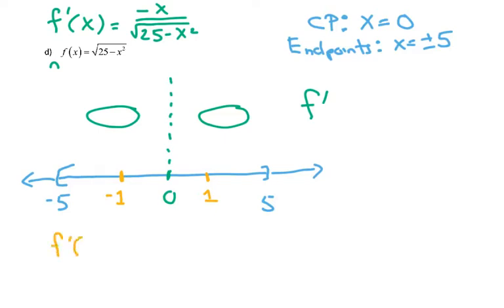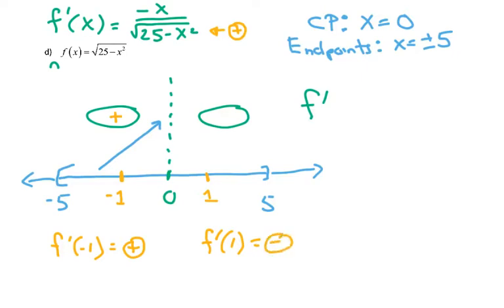So f prime of negative 1, if you put that in there, that's going to be positive, isn't it? Because negative of negative 1 is positive. This denominator is always positive because it's a square root. Now, square roots can equal 0, but not when they're in the denominator. So I'm positive here. That means my original function is increasing. Plug in positive 1 into my derivative, and that's going to be negative. So I am decreasing here.